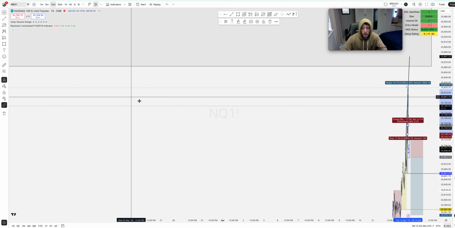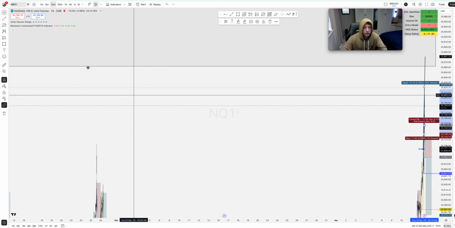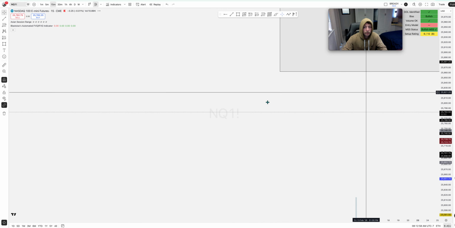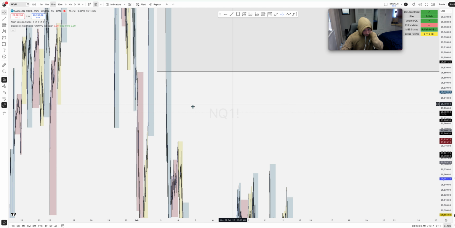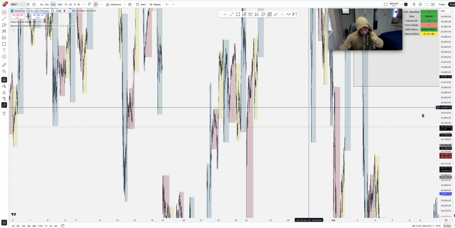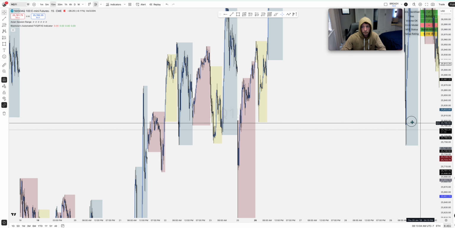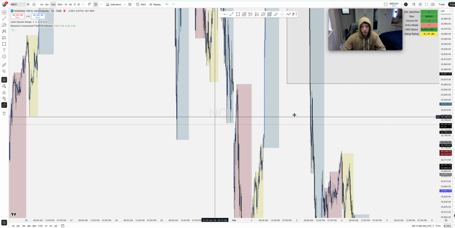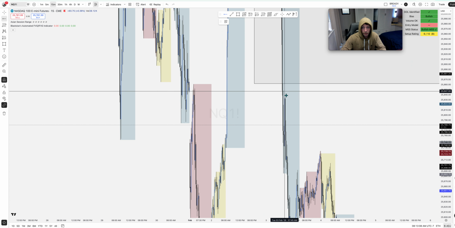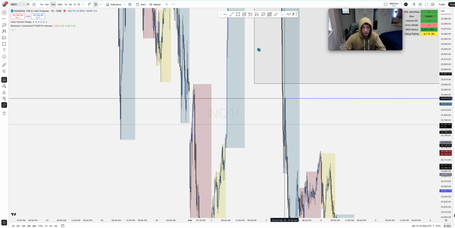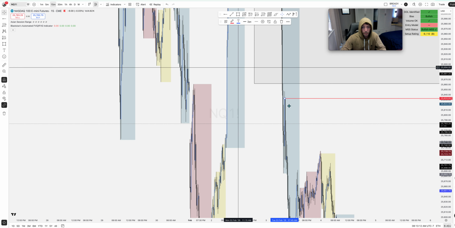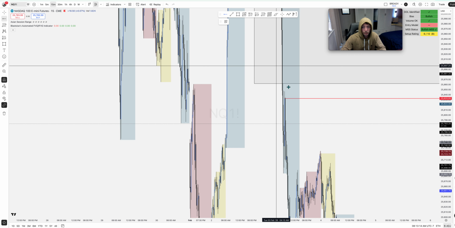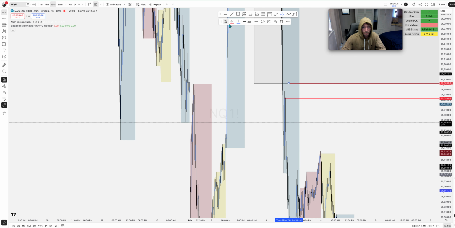I was targeting, right, so over here. We have this draw right here. And there's also like the 4-hour gap.